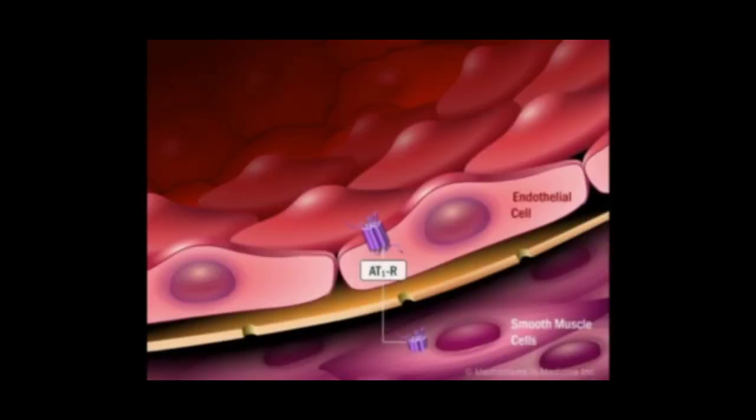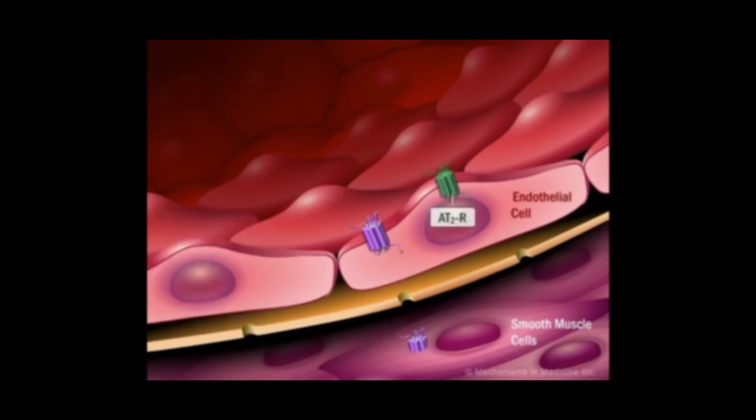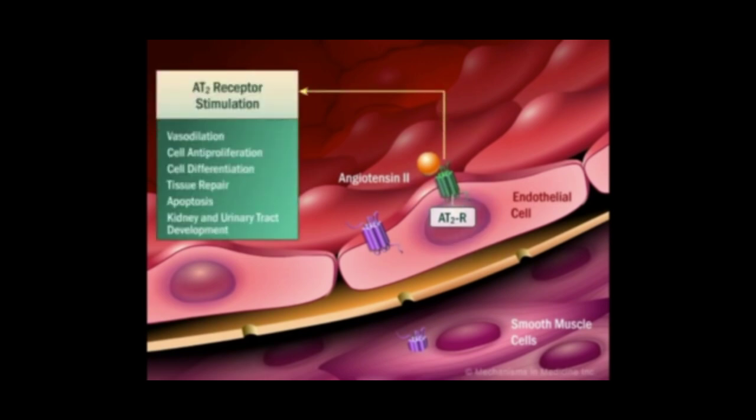Most of the known actions of angiotensin 2 are mediated through the AT1 receptors, which can be found in the kidney, heart, vascular smooth muscle cells, brain, adrenal glands, platelets, adipocytes, and the placenta. Angiotensin 2 type 2 receptors can be found in low levels mainly in the uterus, adrenal, central nervous system, heart, and kidney.